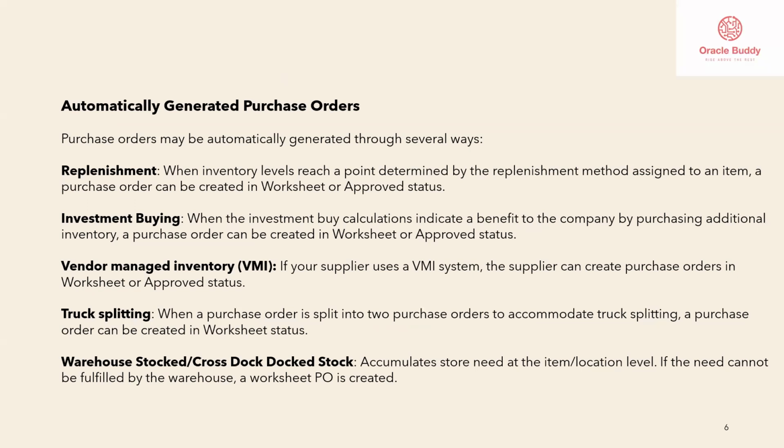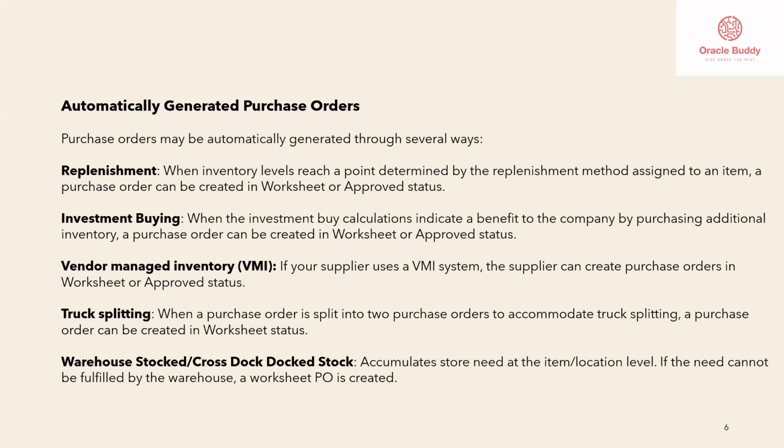Automatically generated purchase orders. Purchase orders may be automatically generated through several ways. A few are below: replenishment, investment buying, vendor managed inventory or VMI, truck splitting, and warehouse stock or cross dock stock. In replenishment, when inventory levels reach a point determined by the replenishment method assigned to an item, a purchase order can be created in worksheet or approved status.